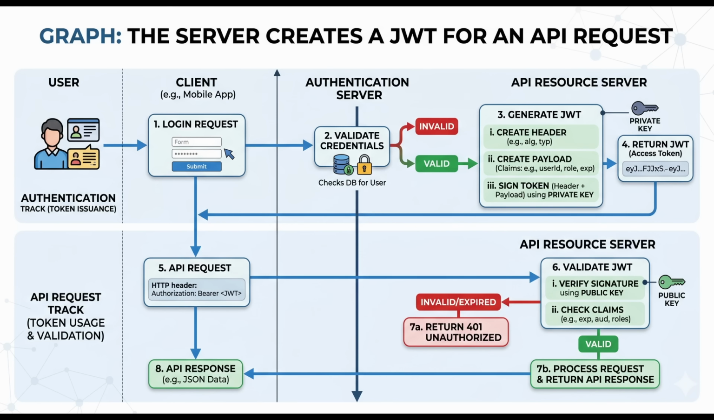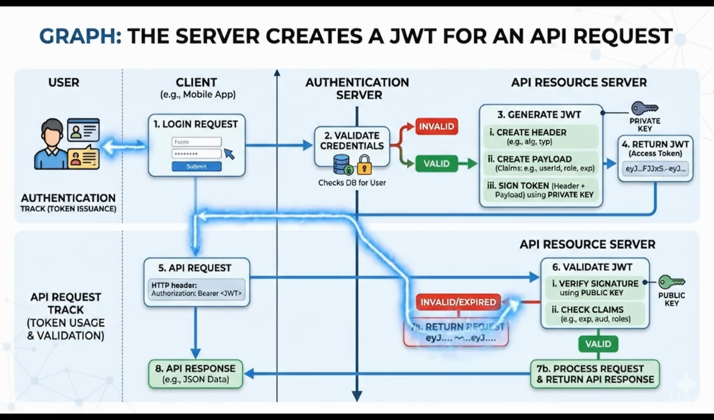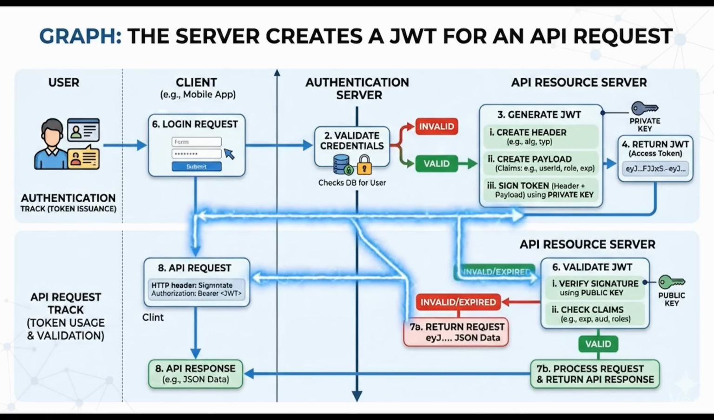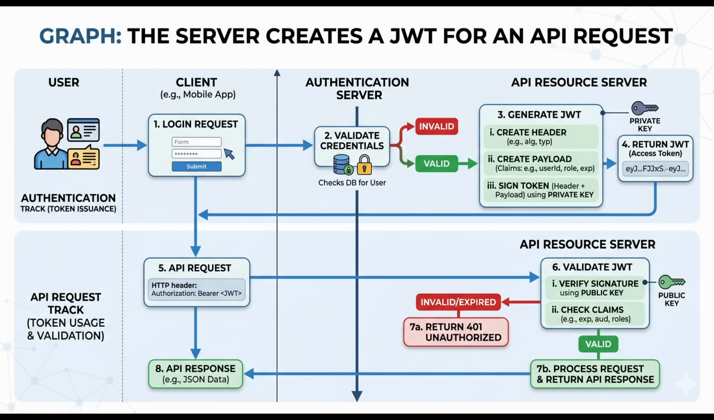When you log into a modern application, you are not sending your password every single time you want to view a page or feed data. Instead, the system uses a secure pass called a JSON Web Token, or JWT. Looking at the diagram, you can see the lifecycle of a JWT divided into two phases: the authentication track, where the token is born, and the API request track, where that token is put to work. Let's break it down step by step.